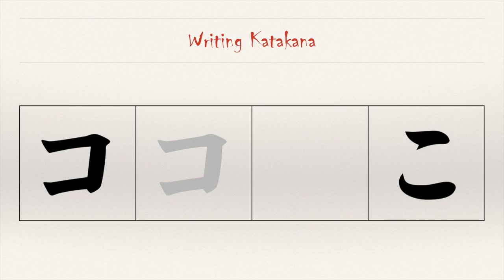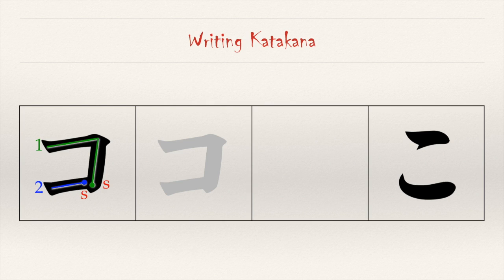Our second character today is ko. It is only 2 strokes. The first stroke is the same as the first stroke of yo. It goes across the top and down the right side. And the second stroke is the bottom stroke. Both strokes come to a full stop.